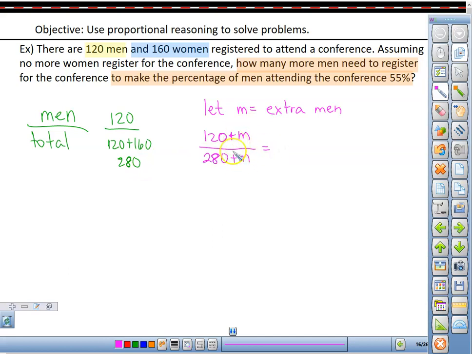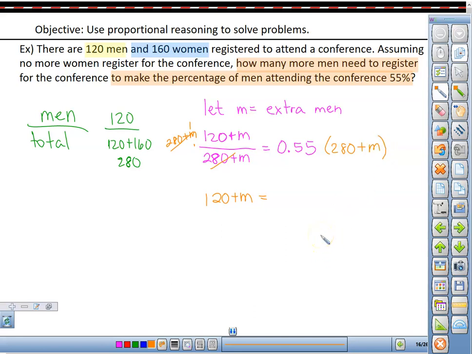And we want this ratio, this fraction, to be equal to this 55%, which we do need to write as a decimal. So we get 0.55. And then we're going to solve this. So our lowest common denominator would simply be this denominator of 280 plus M. So we would multiply both sides of our equation by this 280 plus M. And multiplying this side by it, our 280 plus M is reduced to 1, and we're left with basically 1 times 120 plus M, which is 120 plus M. And then over here, we're going to have to distribute our 0.55 to our 280 plus M.